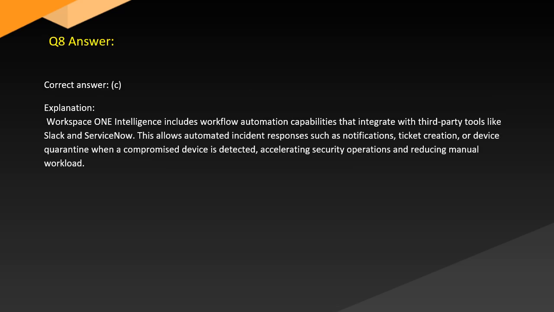Answer. Correct answer: C. Explanation. Workspace ONE Intelligence includes workflow automation capabilities that integrate with third-party tools like Slack and ServiceNow. This allows automated incident responses such as notifications, ticket creation, or device quarantine when a compromised device is detected, accelerating security operations and reducing manual workload.